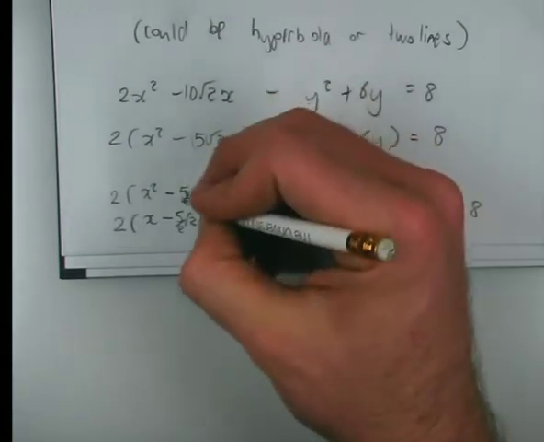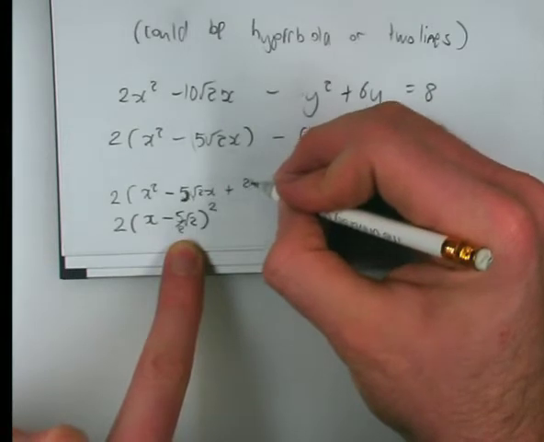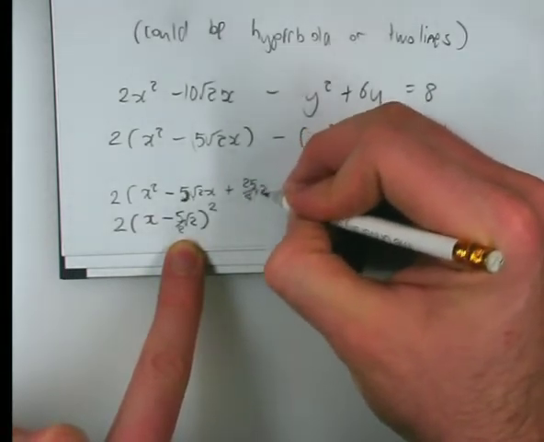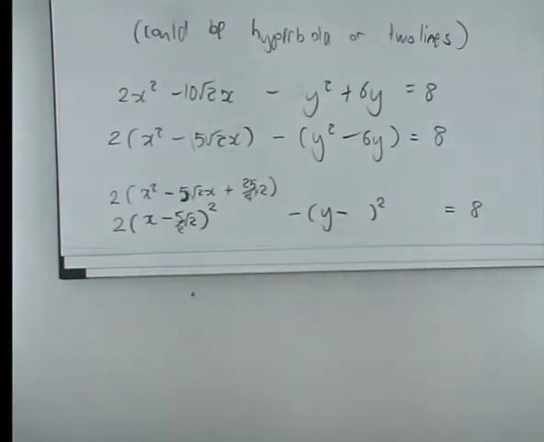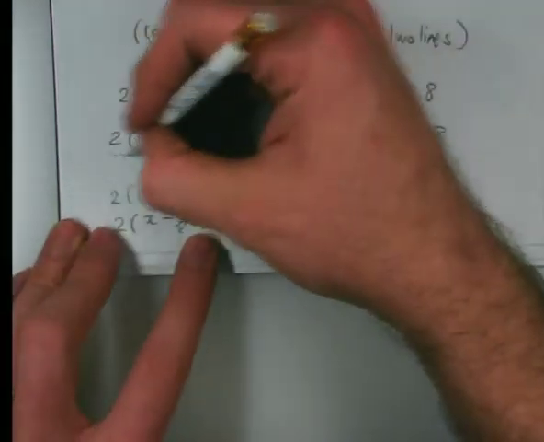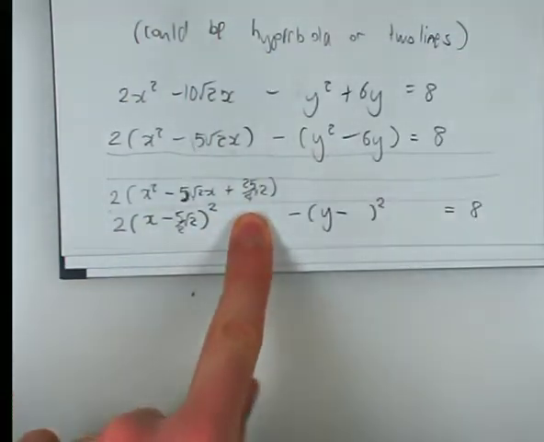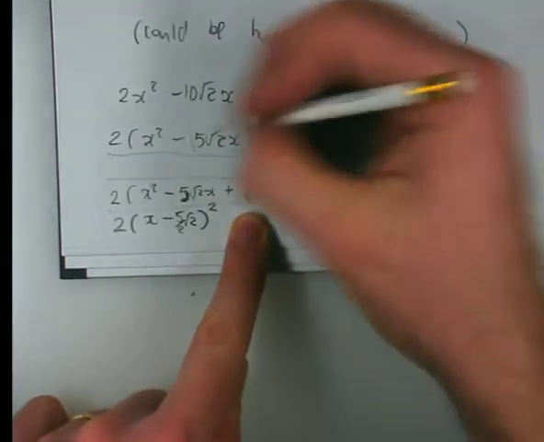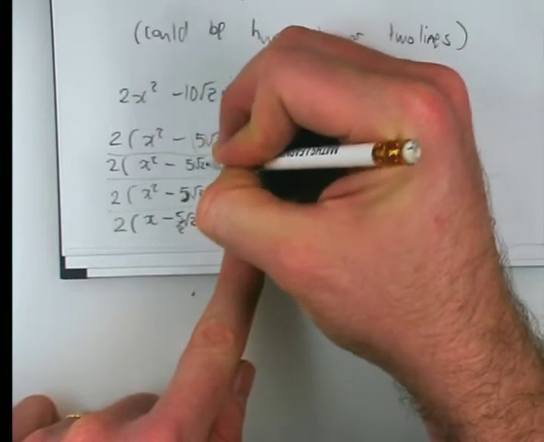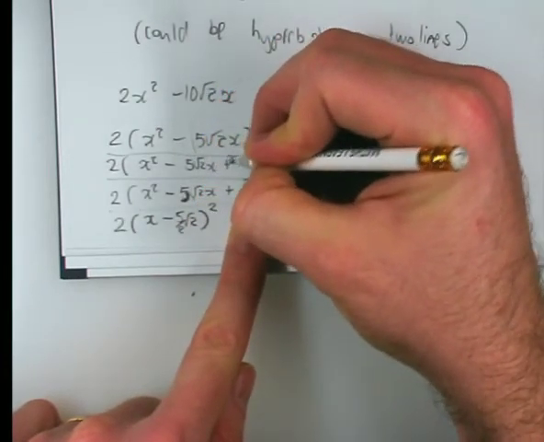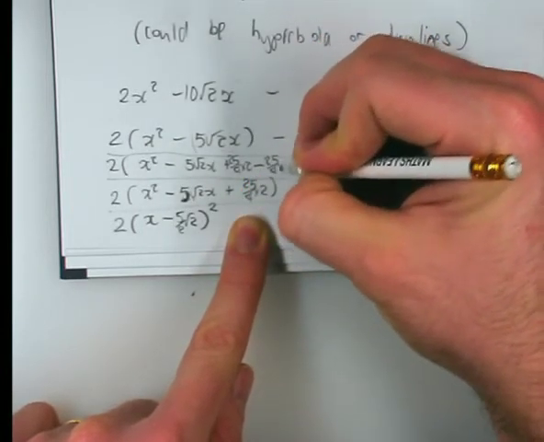Okay? And so I'll have a plus 25 on 4 times 2. So I'll have the square of this here. That's what I would get if I expanded it out. But I don't have a 25 on 4 times 2 here. So I'm going to have to, in this bracket here, add it in and subtract it.